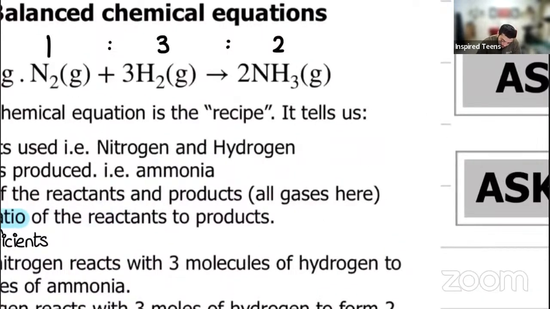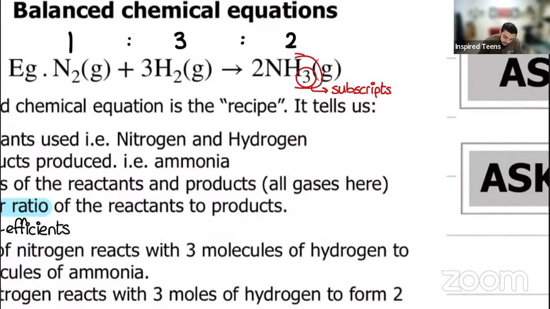These little numbers here are known as subscripts. They have nothing to do with the molar ratio. The subscripts just tell us how many of a certain element we have. Sometimes they might use it for a compound, but this here just belongs to H. Only if it had a bracket here would it belong to N and H, but this little subscript only belongs to H. That just means we have 3 hydrogen and 1 nitrogen.